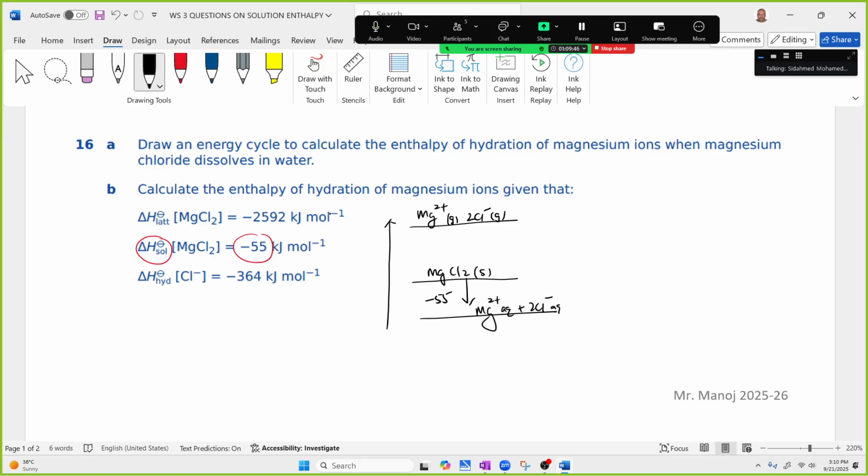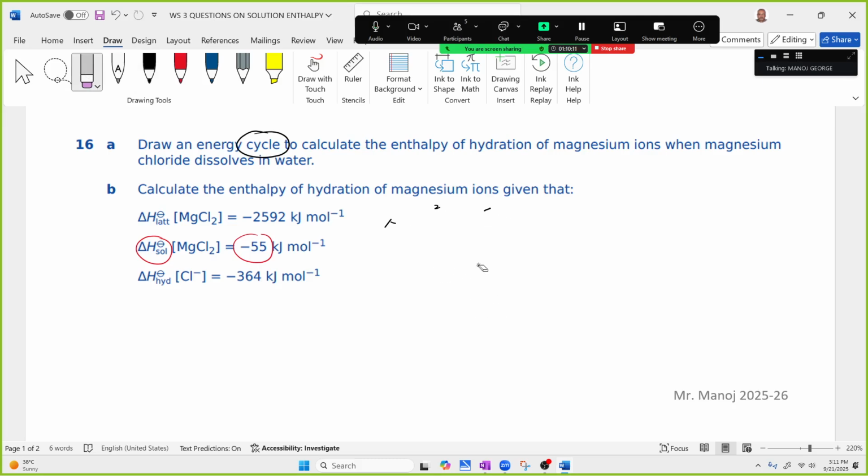Sir, they said draw an energy cycle, not an energy level diagram. Sorry, sir. They asked us to draw an energy cycle, not an energy level diagram. The question uses the word cycle. Oh, okay, you're right. But actually, I can get it from here as well because that is going to be X. But I think the key word is the cycle. So that kind of makes it easy for you. Just draw the Hess cycle and finish it. Energy cycle. Okay, so you know what to do.